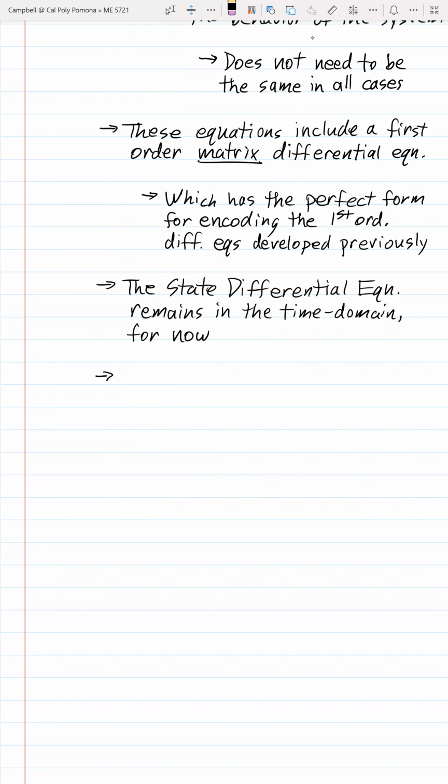And you will see how things change and the additional insight we get when we actually take this differential equation, the state differential equation, and map it to something in the frequency domain, which we will be doing. So then we're going to be transforming this matrix differential equation into the frequency domain. So something to look forward to, but it will be a while before we get there.